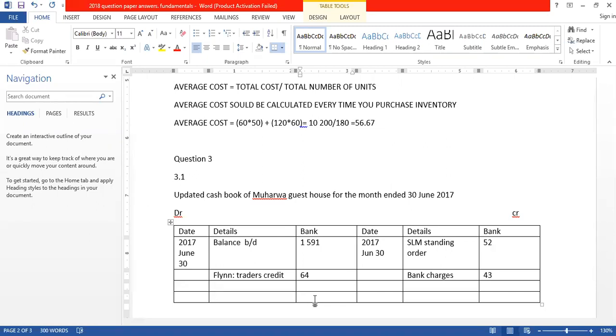Okay. So you can see that the debit side is the biggest side. So you have to add your debit side. 1,591 plus 64.